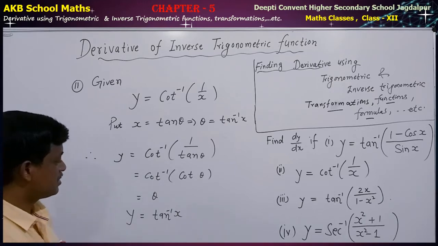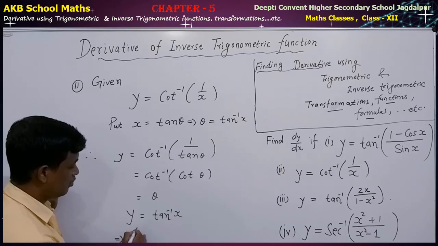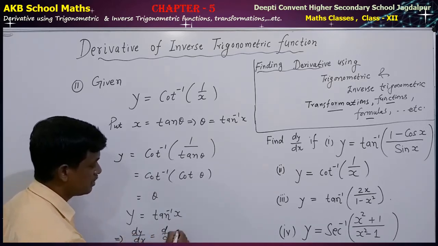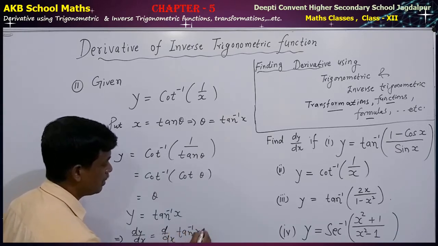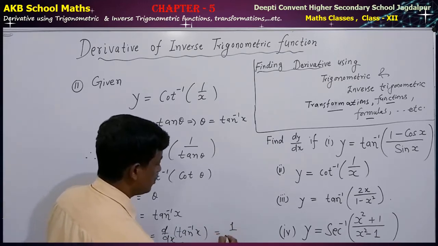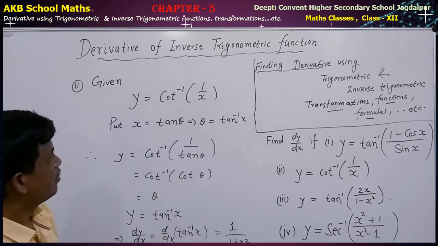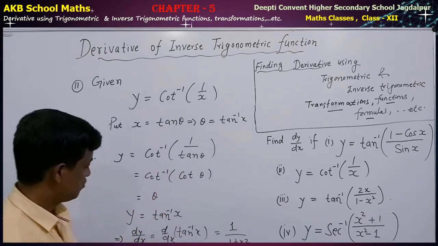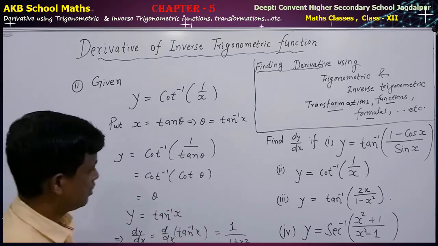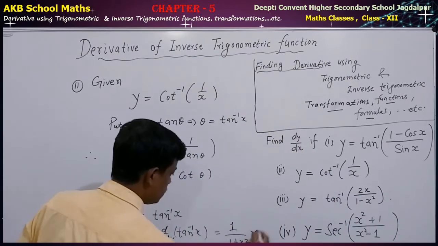Now you can find the derivative of this directly. Differentiate this with respect to x. Then dy by dx equals d by dx of tan inverse x. From the direct formula we know it is 1 upon 1 plus x square. So you have to simplify first and then use the formula. So dy by dx equals 1 upon 1 plus x square. This is the derivative dy by dx for the second question.